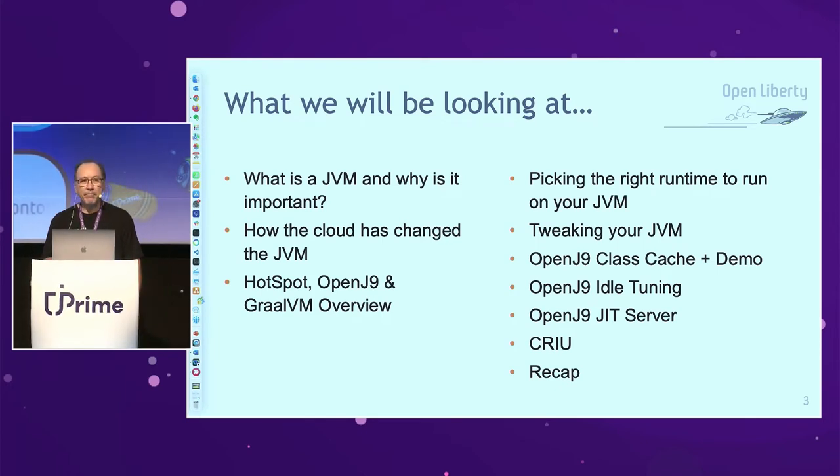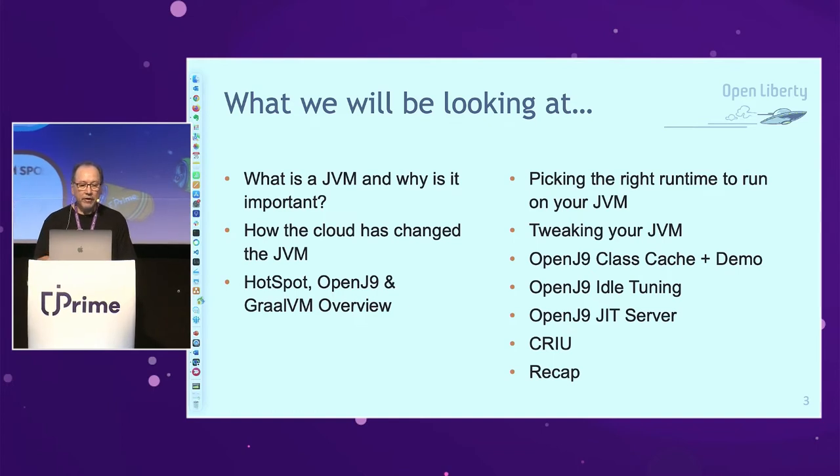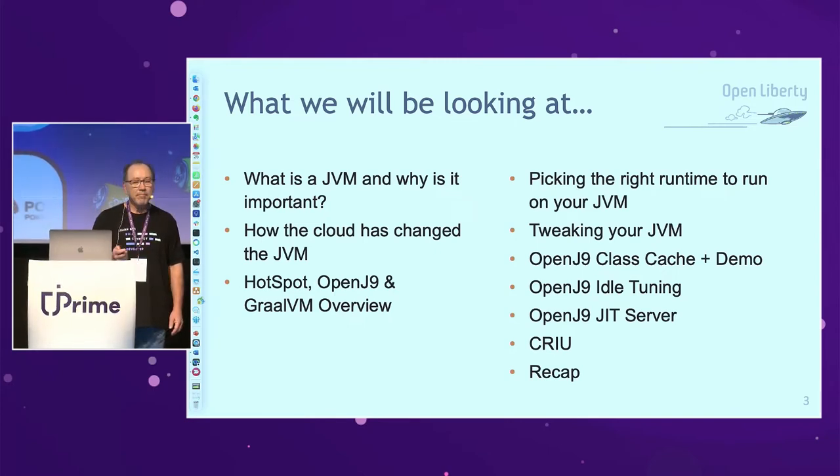Picking the right runtime is just as important as picking your JVM. You want to pick a runtime that complements the features that you're trying to expose in your JVM. We'll go over some tweaks to your JVM to make it run more efficiently. And then we're going to talk about OpenJ9 JVM specific features, such as shared class cache, idle tuning, and JIT server. Then we'll talk about some future technology that may change the way JVMs work.